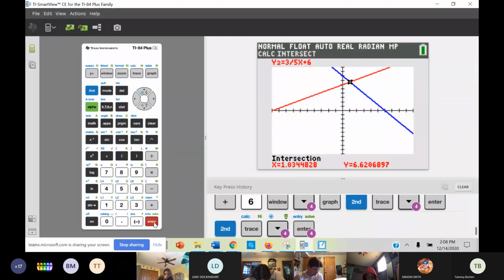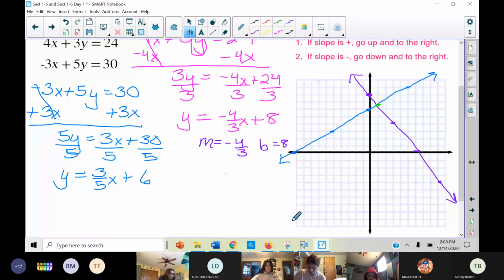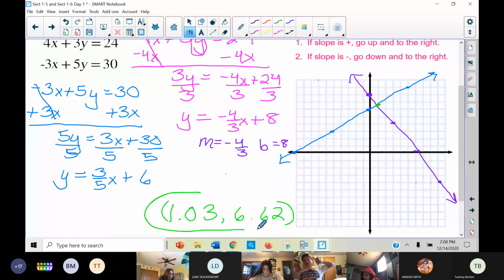I always round these to the nearest hundredth, so the exact intersection is 1.03, and then the y is 6.62. So if I go back to my screen, my actual answer for this one is going to be 1.03, 6.62. And that's not something you could have been able to tell by looking at the graph.